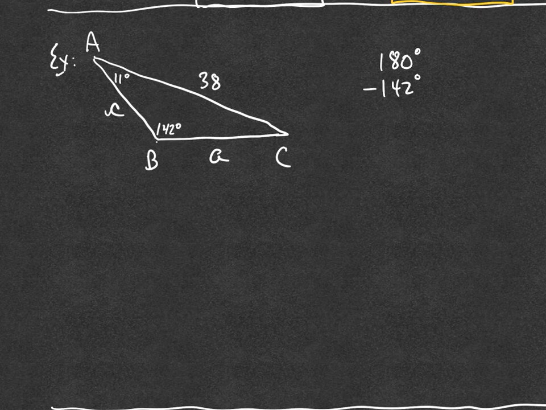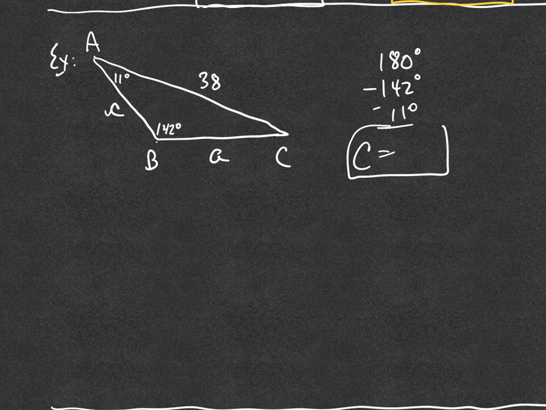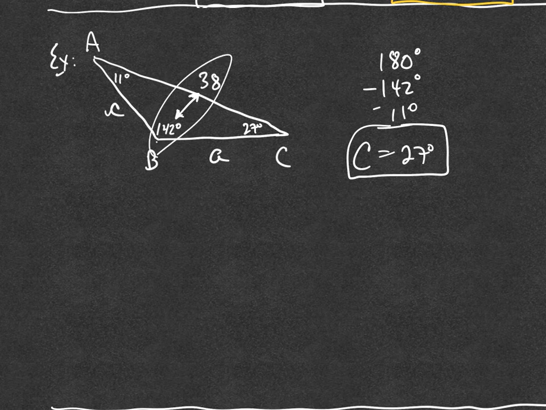So if I subtract away the 142 and I subtract away the 11, what's left over has to be the third angle. So if I start at 180 and subtract away 142 and 11, what I'm left with is 27. So I can fill 27 into my picture right off the bat. Okay? And then because I know a pair right off the bat, this time I made it a little bit easier on you guys. I showed you a pair right away. 142 degrees and 38. Those are a pair because they're directly across from each other. And anytime we know a pair, we can use law of sines.